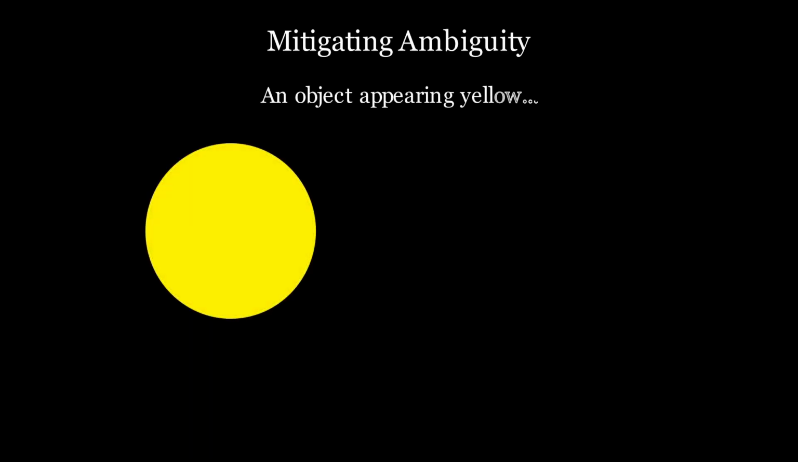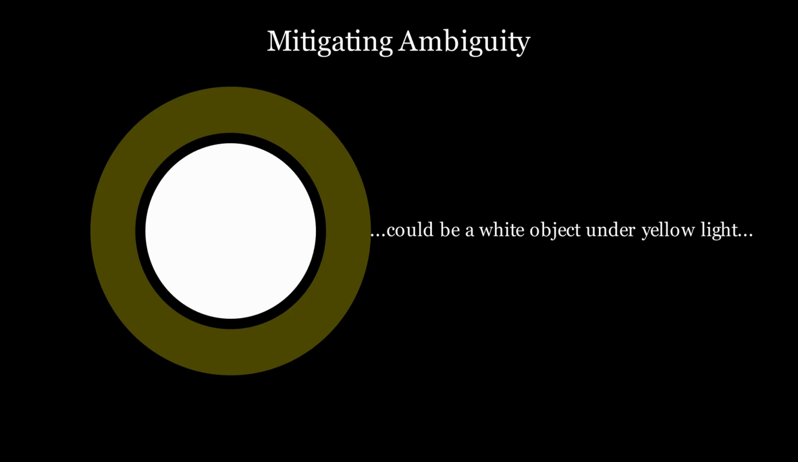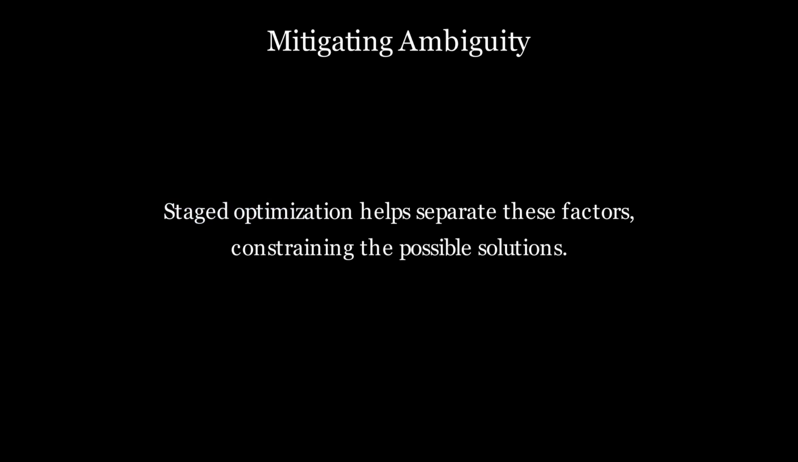This is done to help mitigate the inherent ambiguity in our scene. For example, an object that appears yellow in an image may in fact only reflect yellow light from the environment. Since we do not know the lighting conditions, it is difficult to separate the lighting environment from the object's reflectance, and so limiting what we're optimizing for at any given step can help further constrain our solution.